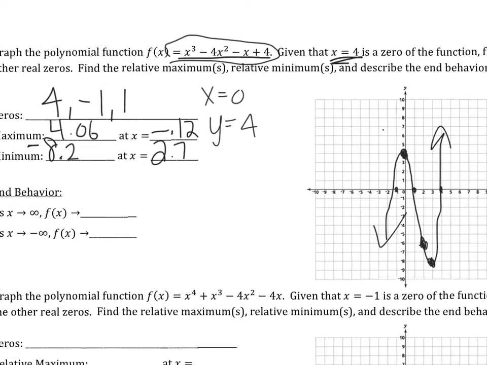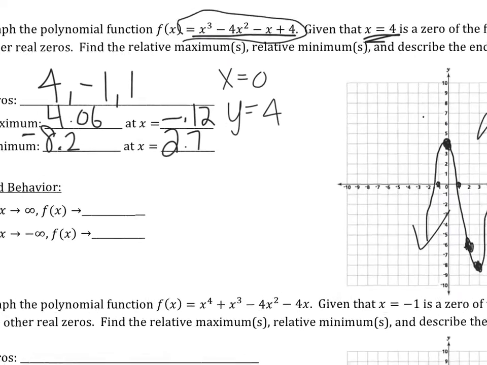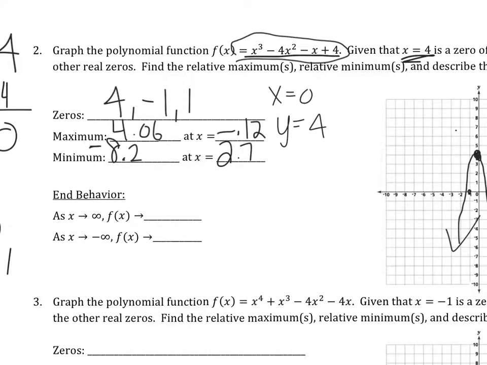So now start looking at the end behavior. Again, as x goes positive, as you start looking out to the right, what happens? Well, that goes up, so that's going to be infinity. As x goes negative, left, the graph goes down, so that's negative infinity. And that answers my question. That's all I need to do.